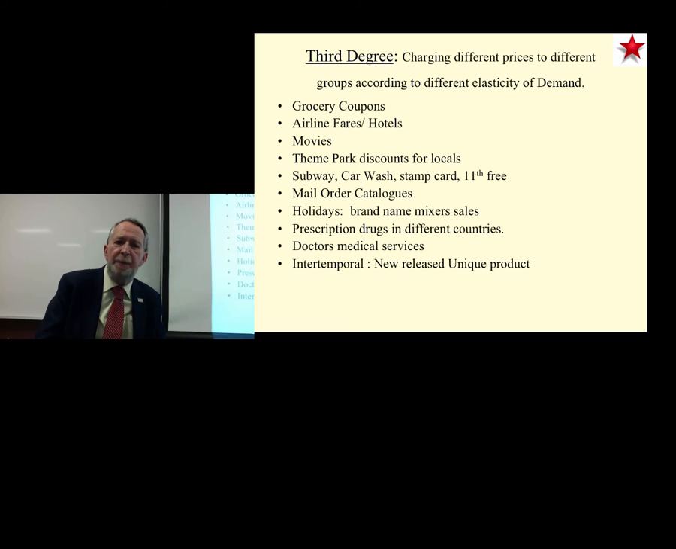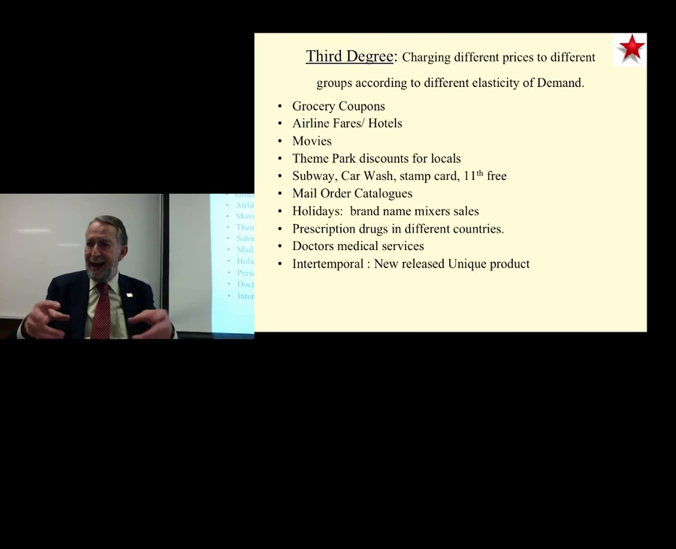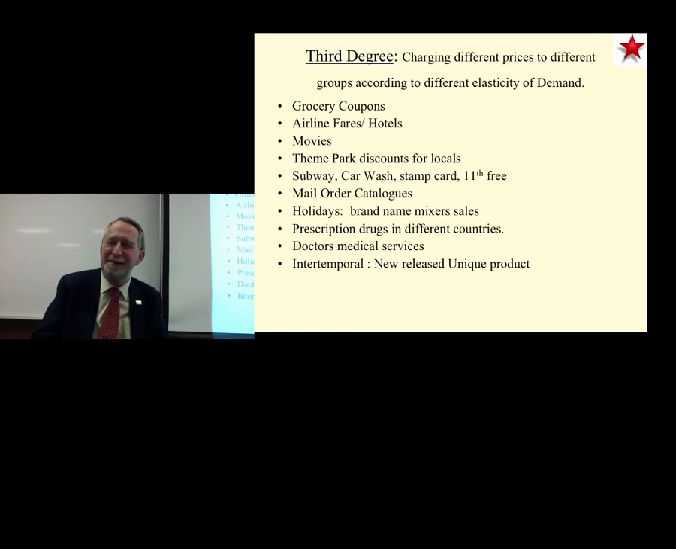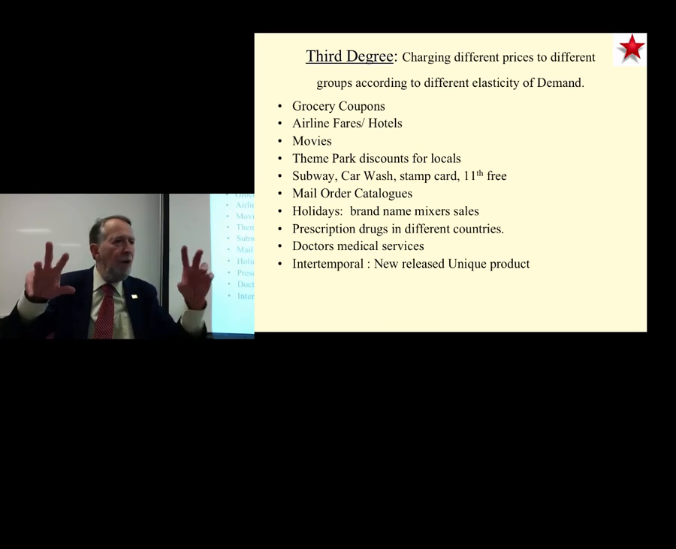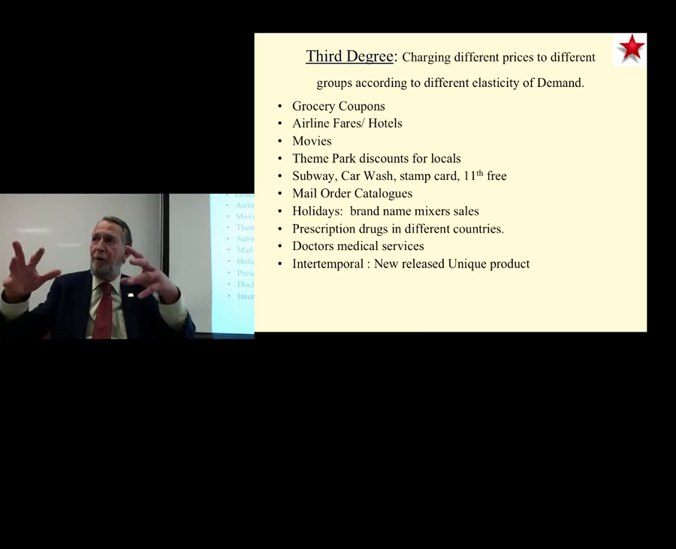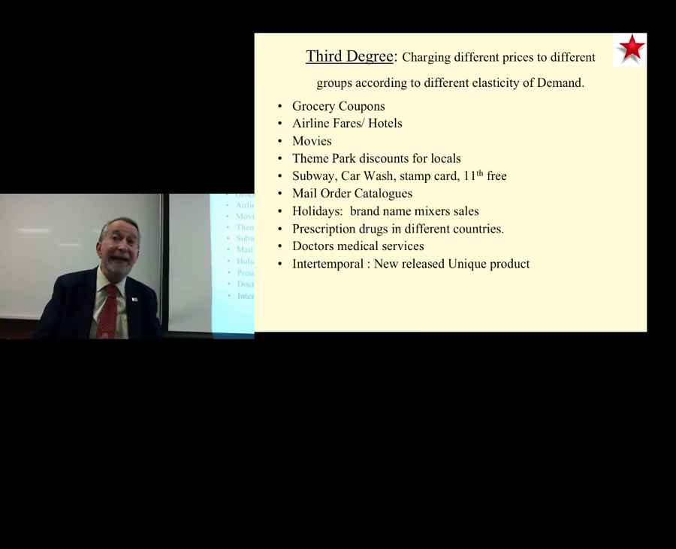Newly released unique products is called intertemporal price discrimination, because it differs at different points in time or the product life cycle. When a new product comes out, like the Segway, which was that people mover that one person could stand on, and it had a motor, and it had handles, and you could just go. It wasn't those horrible things that you fall off of all the time now. But it came out about probably 10 or 15 years ago, and initially they were like $16,000 a piece.